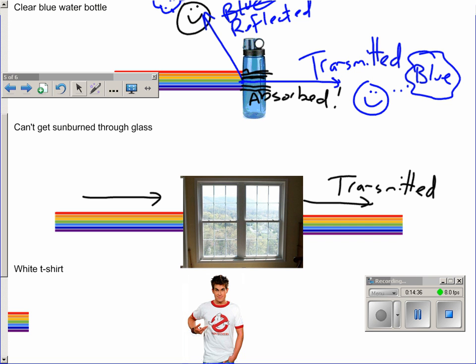That's why you're able to see green trees behind this window here, right? There's green trees there. You can see that because the green is going from the trees through the window to the camera of the person who took this picture.